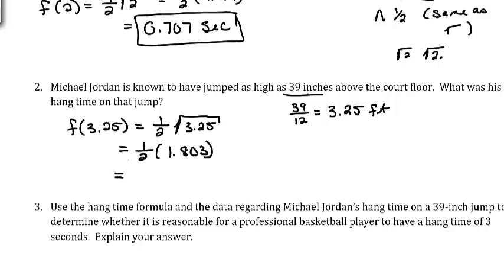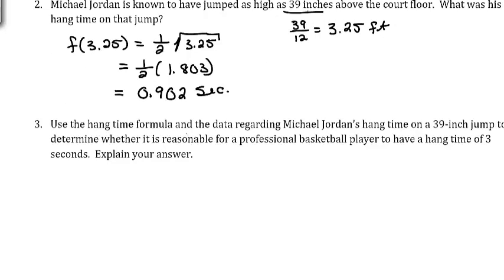And now I'm going to take 1.803 and multiply that by 1/2, or 0.5, that's the same thing, and I get 0.9015, and so I'm going to round the 1 up to a 2 because I'm just rounding to 3 decimal places. And this was seconds, so almost a second in the air.